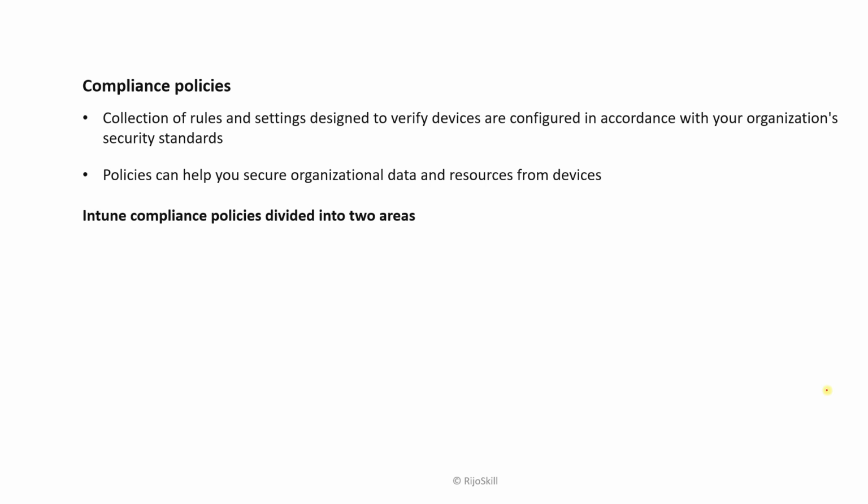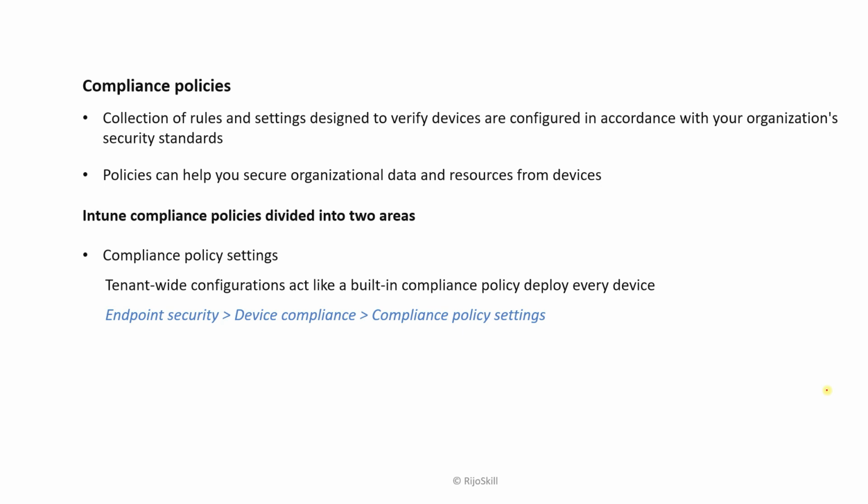Intune compliance policy is divided into two areas. One is compliance policy settings. This is a tenant-wide configuration. It's like a built-in compliance policy deployment. Once you enroll the device, the policy will automatically populate on your device. So how can we get it? Through Endpoint Security, device compliance policy settings.